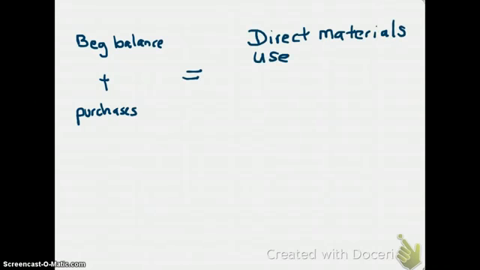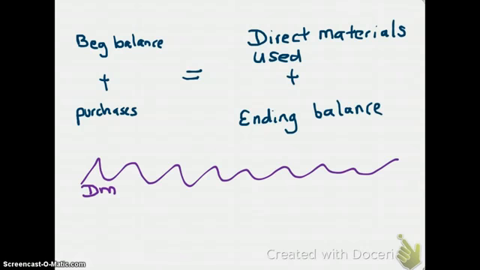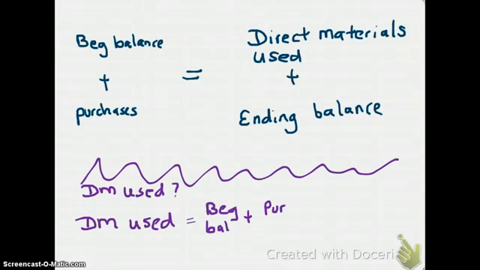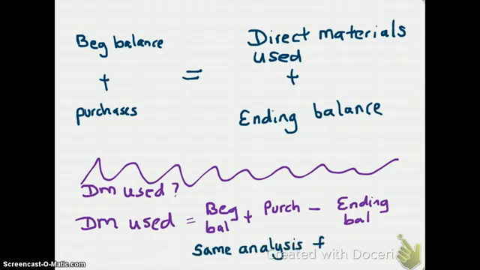Again, to summarize, your beginning balance of inventory plus any purchases equal your materials used, direct materials used, plus your ending balance. So if you were asked to calculate how much direct materials used was, you should be able to say that direct materials used is equal to your beginning balance plus purchases minus your ending balance. And you use the same methodology for all your inventory accounts.